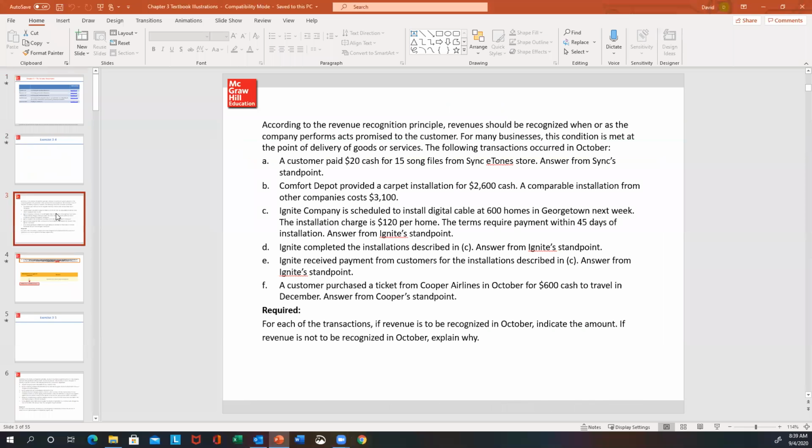This is exercise 3-4. And in a moment, I'm going to start the actual PowerPoint slide because this particular slide takes you step by step with all these animations, so it's easier if I just start the slide in a moment. But just to show you on this particular problem, we've got A through F, and on each one of these, the following transactions occurred in October, and we want to see, for example, if the revenue is going to be recognized in October, and if so, what amount, and if it's not recognized, trying to figure out just exactly why it's not.